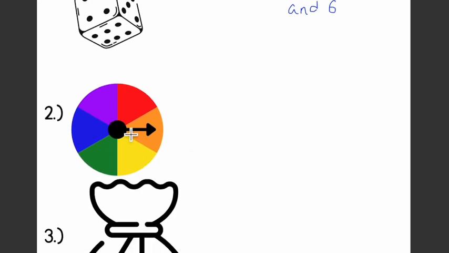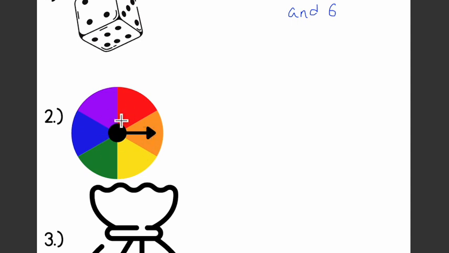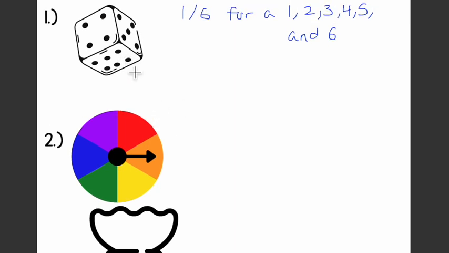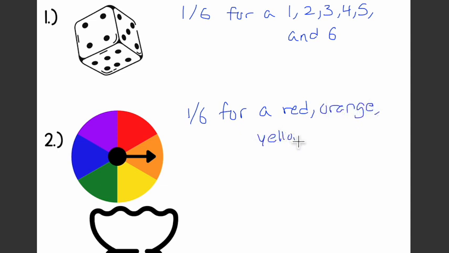Number 2, we have a color wheel and it has 6 colors: red, orange, yellow, green, blue, purple. And when we spin this arrow, there's an equal chance for each of them to be selected. So this is also kind of the same as a dice, except they're colors. So this is 1 in 6 chance for a red, orange, yellow, green, blue, and purple.